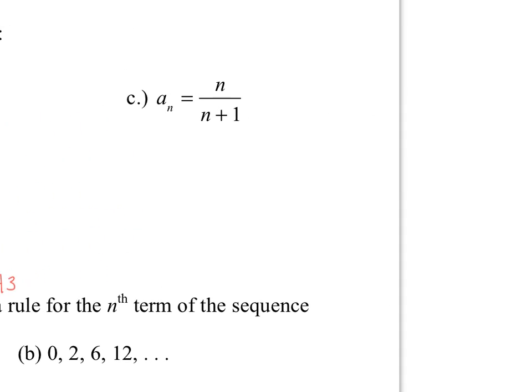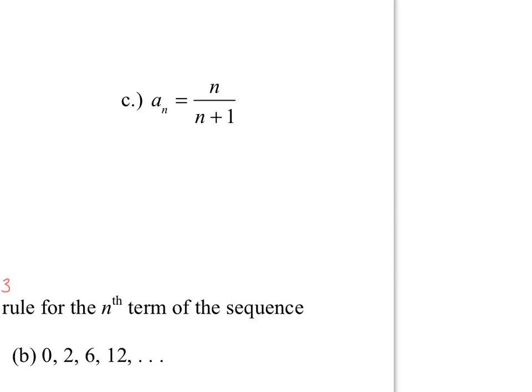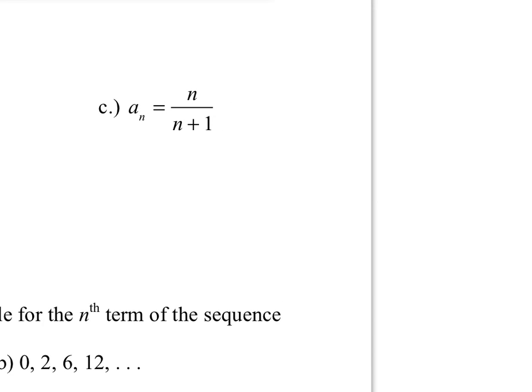Now for part C, again, although it looks a little bit different than the last two, we will find those exactly the same way. So we're going to go ahead and find a sub 1. So that means our n value is 1, and we're going to substitute a 1 in for both of the n's that we have here. So that would be 1 divided by 2. A sub 2, now my n value is 2. So that gives you 2/3.